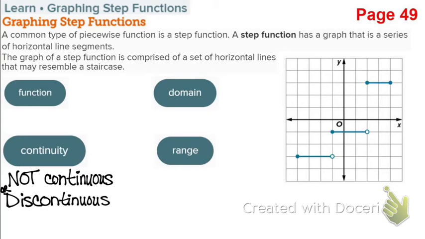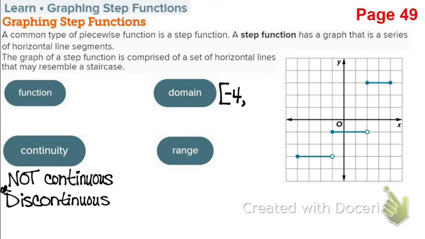Domain. Left and right or up and down for domain? Left and right. Is there an arrow pointing to the left? No. Where's the spot farthest to the left where we have a dot? -4. On the left, my graph starts at -4, right here.